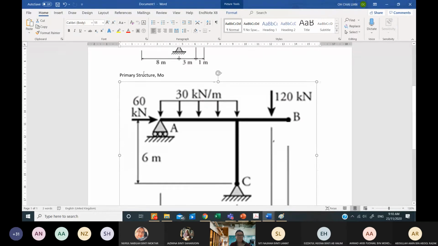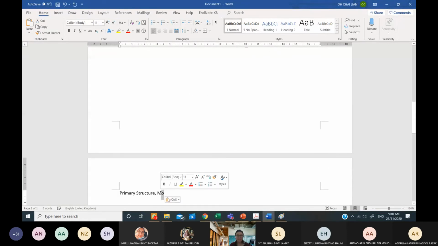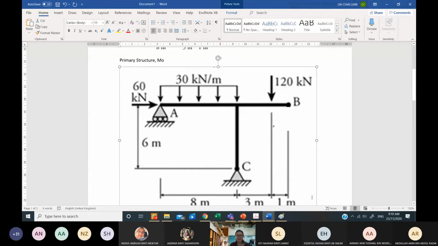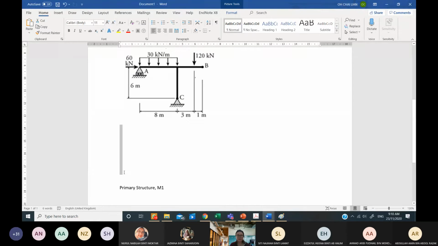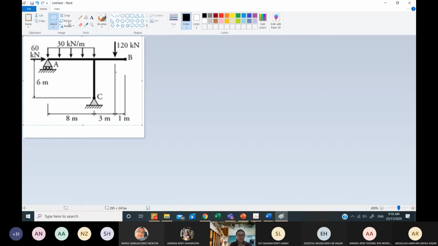It's very blur. Maybe I shall put a smaller one first. It's a good idea. Very good.